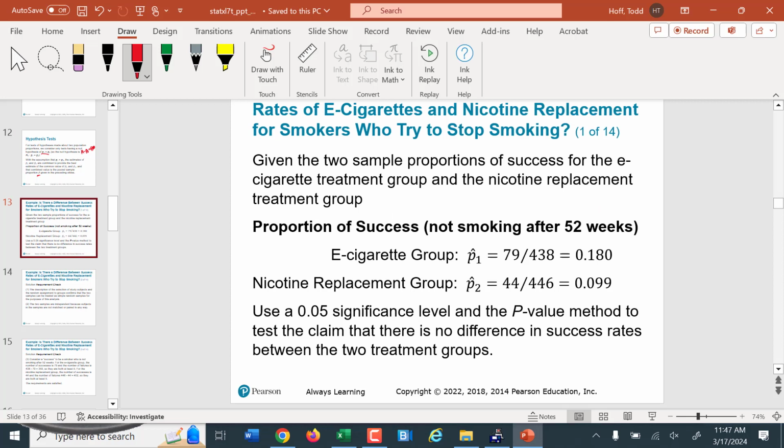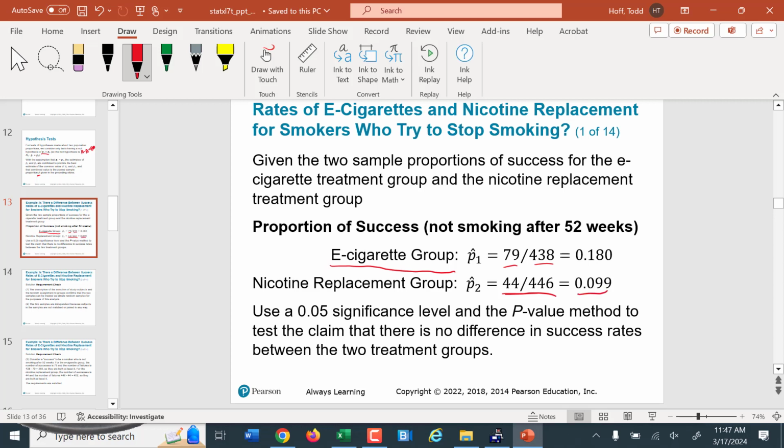So let's look at an example here of the rates of e-cigarettes and nicotine replacement for success for people who want to try to stop smoking. So we've taken two samples here. One group is people that used e-cigarettes to try to stop smoking, and out of that group, 79 out of 438 were successful to stop smoking, or a 0.180 proportion. In the nicotine replacement group, 44 out of 446 were successful in stopping smoking, or a proportion of 0.099.